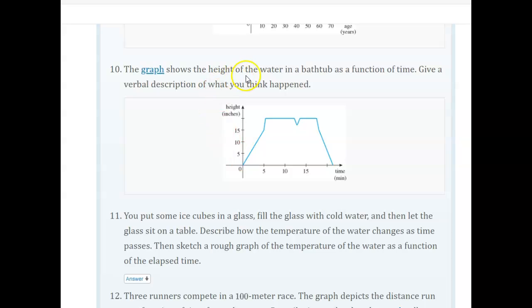This graph is of the height of the water in a bathtub as a function of time. Over the first few minutes, it took about 5 minutes to fill the bathtub up. And then it looks like somebody got into the bathtub, sat in the bathtub a while, got partially up, and then sat back down, and then got out of the bathtub and let the water drain. That's what it looks like to me.